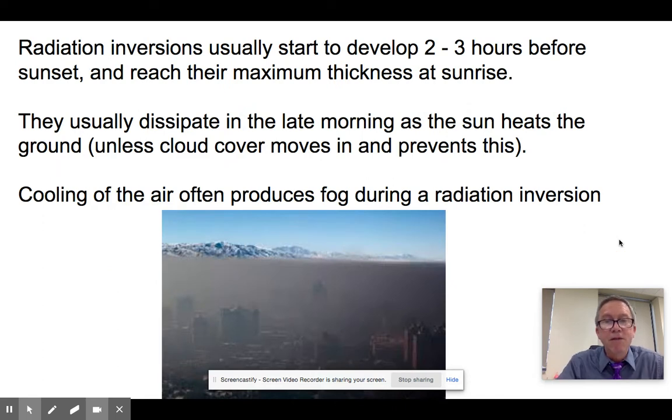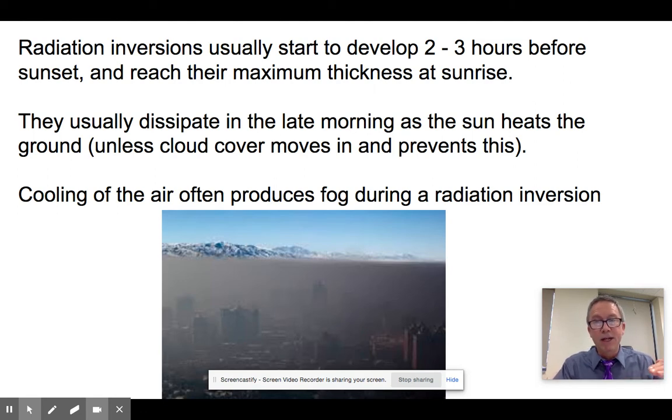Now, when do these things form? Well, as the sun sinks in the sky, the ground is warm. It's always radiating, always giving off infrared radiation. But as the sun sinks toward sunset, we're getting in less energy from the sun, and the Earth is getting rid of more energy than it's gaining. And if the ground is giving off more radiant energy than it's absorbing from the sun, it's going to start cooling off. This starts happening about 2 to 3 hours before sunset, and it continues all through the night as long as it's a clear night.